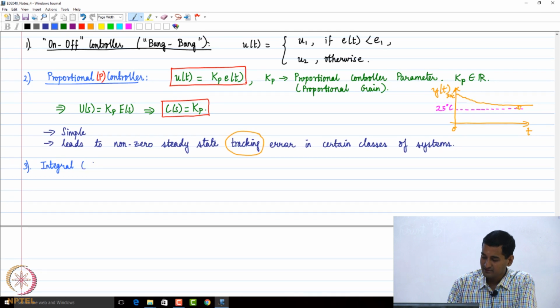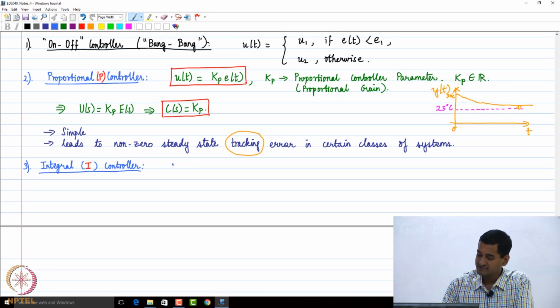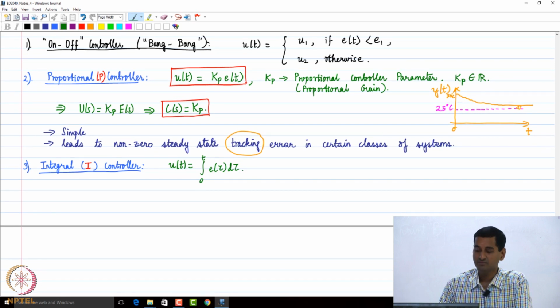Integral control is abbreviated by I. Okay, so that's the abbreviation used for integral control. So what is this integral control? As the name suggests, you just take the control input u of t to be the integral of the error over a time interval. So you just take u(t) equals the integral of e(tau) d tau, and then you multiply it by a constant Ki. Ki is once again a real number. Ki is what is called an integral gain.